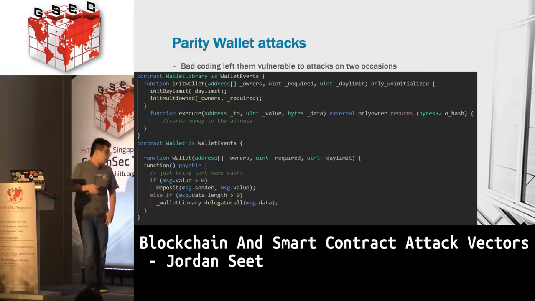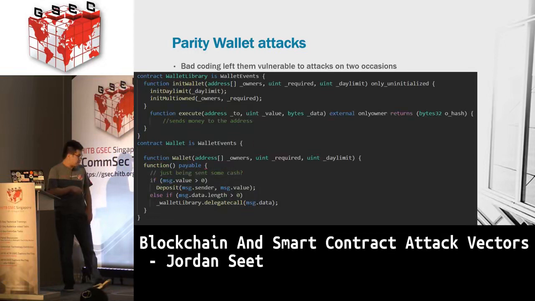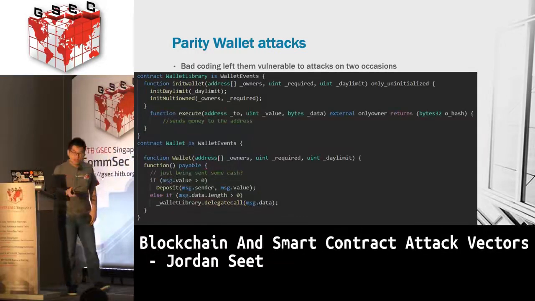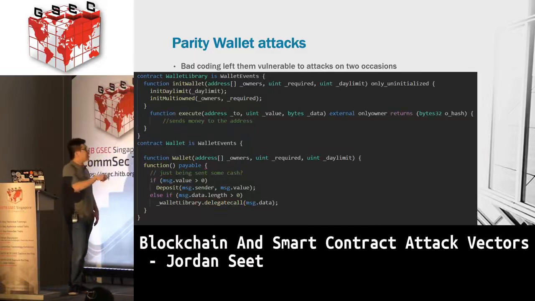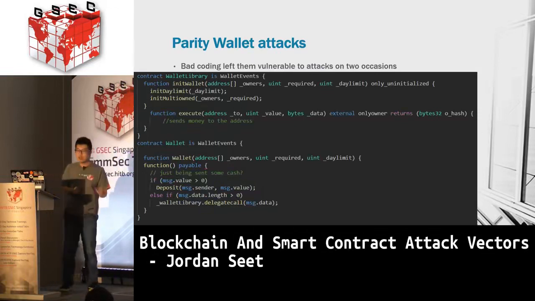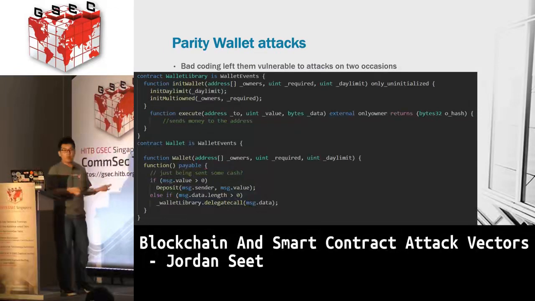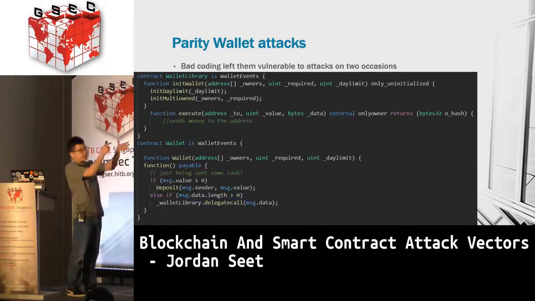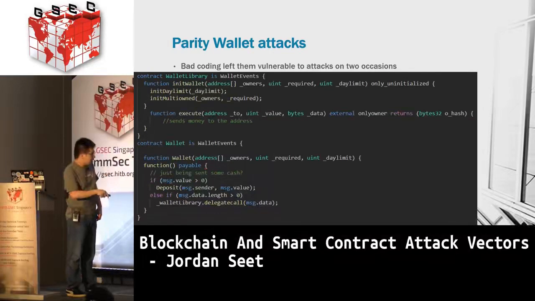Delegatecall is called in the wallet library method. And this is dangerous because delegatecall essentially gives permission to anyone to manipulate your contract over here. Why? Smart contracts receive information through hashes. So when I want to call a function, I get a function name, for example, initDayLimit, I get the name, I get the parameter, I hash it, and then I put the first 4 bytes into the message data.